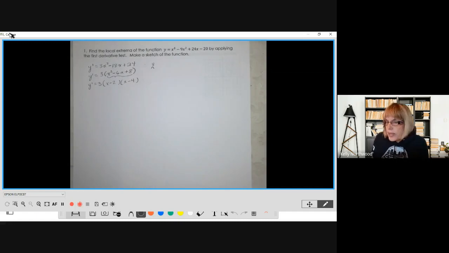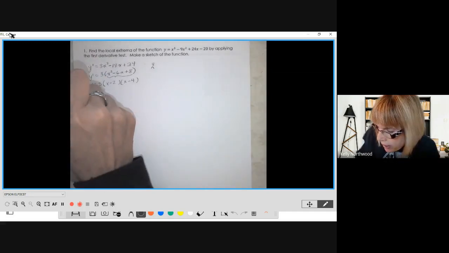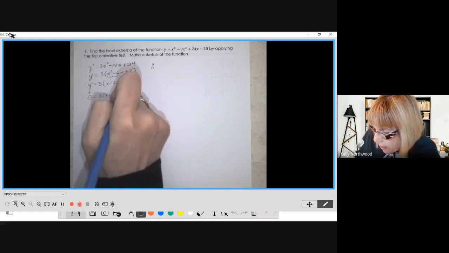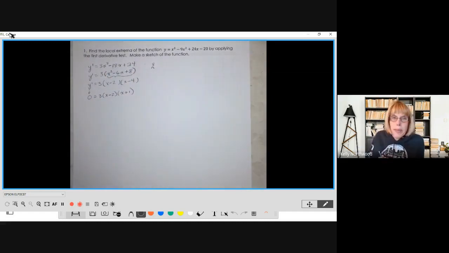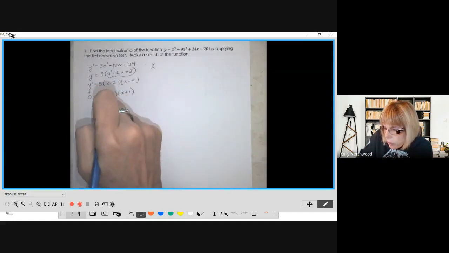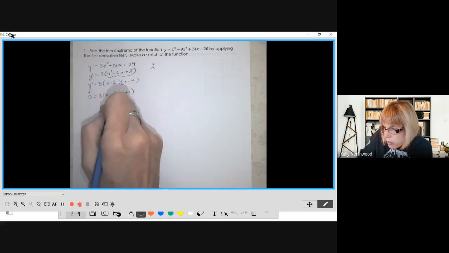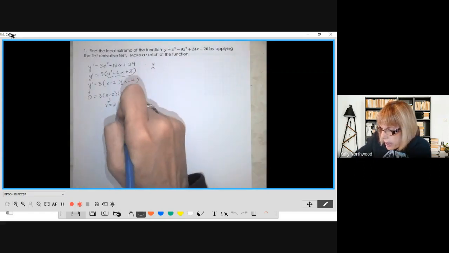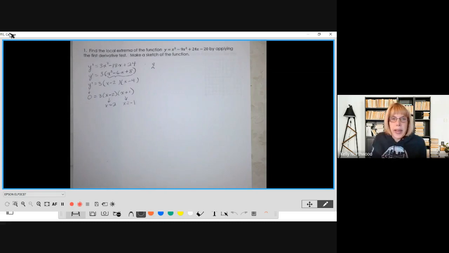And now we want to set it equal to 0 to see if there's any critical values. Okay, so set y prime equal to 0. And because we have it in simplified factored form, it's really easy to see that this equation is true if x happens to equal 2, because 2 minus 2 would make 0 in that factor, and then x equals -1 would make 0 in that factor. And if either one of those is 0, then the whole thing becomes 0 because it's all multiplying. So that tells you, any questions?